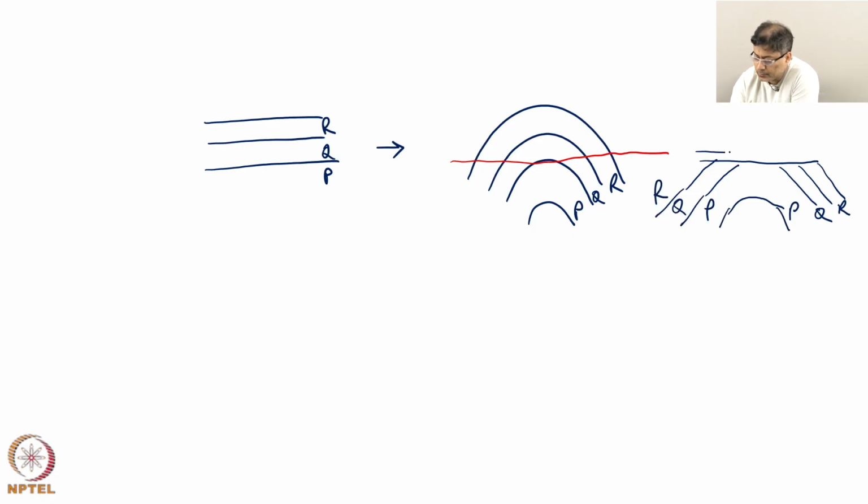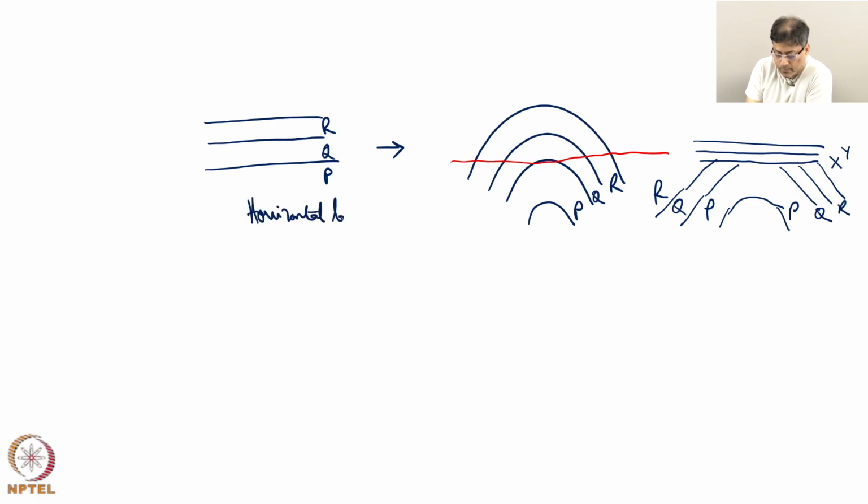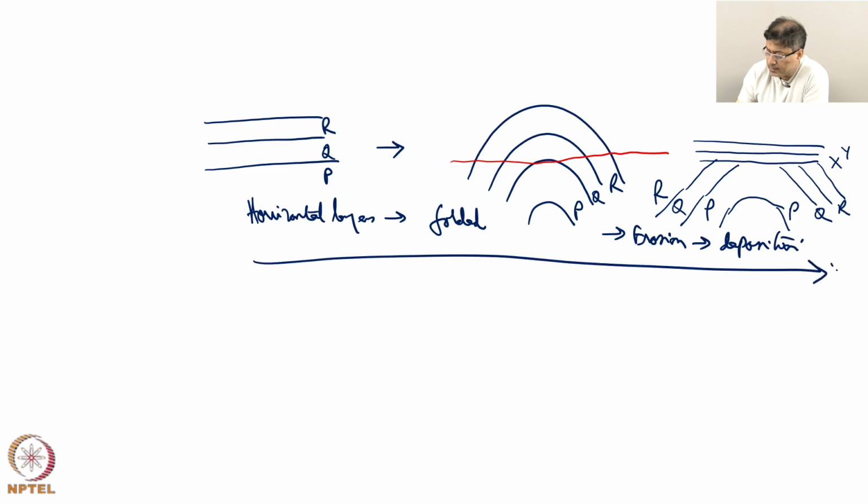And after that deposition has happened, layer X and layer Y has come into picture. So, this is one possibility how the angular unconformity can be produced. I have drawn from horizontal layers which got folded, then there was erosion and then there was deposition. So, this is the sequence of events which has taken place.